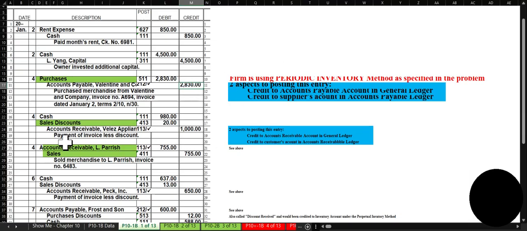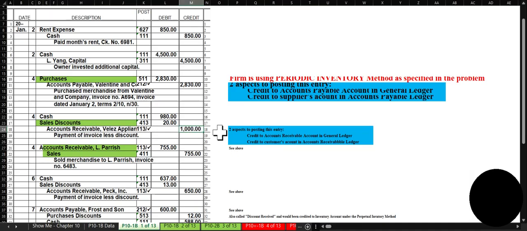Then there is another sale. Sorry, this is a collection of receivables. I'm going based on the entries, but you can actually read the transactions. So here we are collecting money from our customers. And so this would have gone in the cash receipts journal. We would have debited the cash receipts, the cash column with the $980. We would have debited the sales discount column with $20, and the accounts receivable would be credited for 1,000.